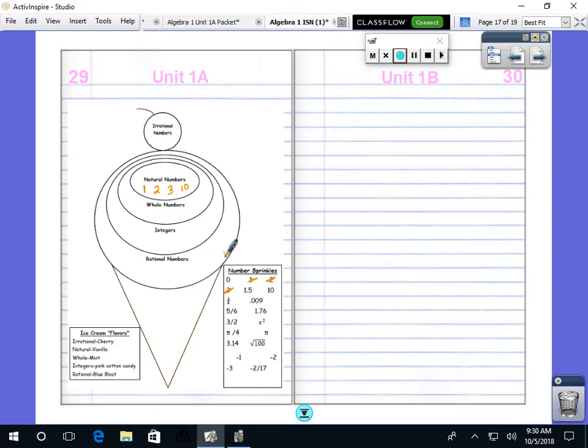Now, when you get to whole numbers, that is natural numbers plus 0. Okay, so the reason the ice cream scoops are like they are is because these are just natural numbers. But whole numbers include the natural numbers and 0. So whole numbers is like 0, 1, 2, 3, 4, 5, and up.